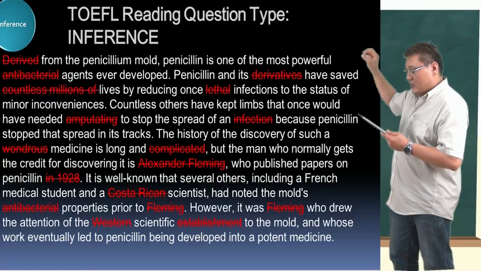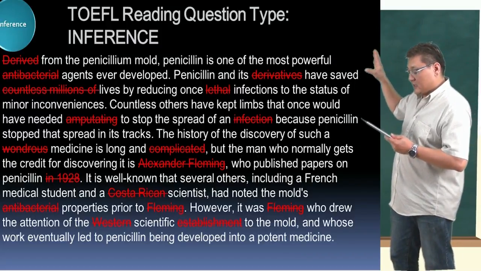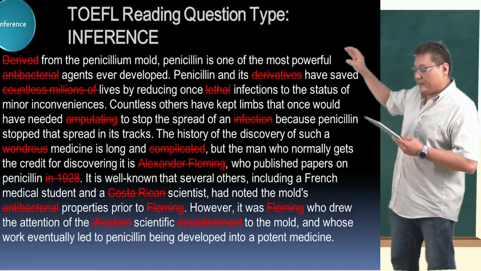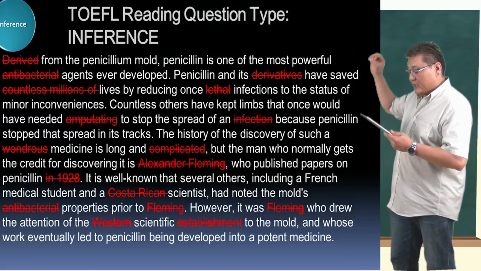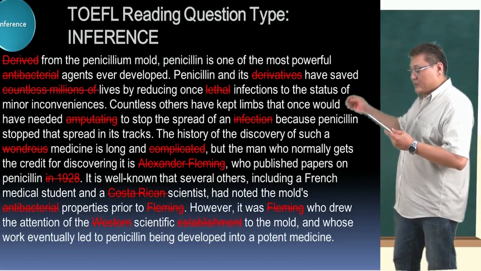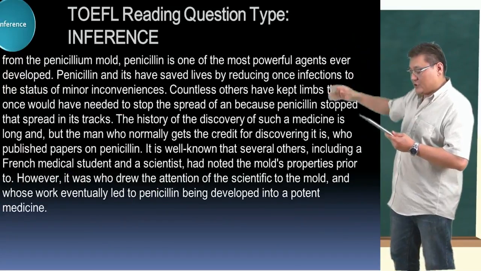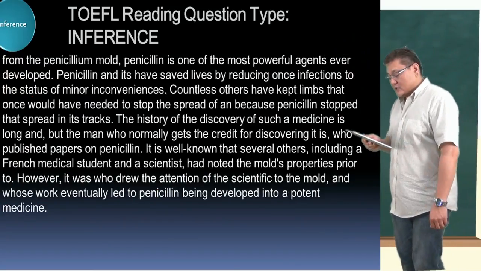Diversified, remove it. We're going to remove inconveniences. Amputating, remove it. We're going to start removing all of these. We removed them all at once. And then boom, it's a lot shorter, isn't it? Okay, so let's take a look.